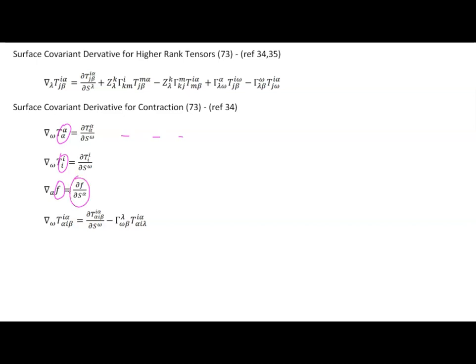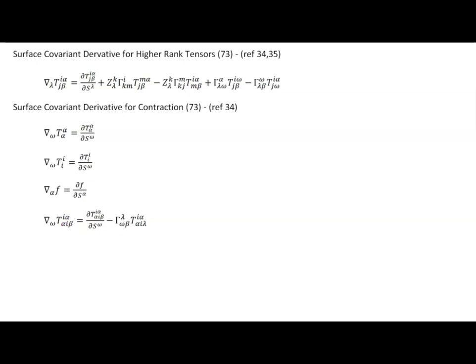So all of that is true for the surface covariant derivative. It's true for surface indexes and ambient indexes. In this last example down here, you can see that we have a contraction of I and a contraction of alpha. So beta is the only free index in this expression, and therefore we have only this one term.